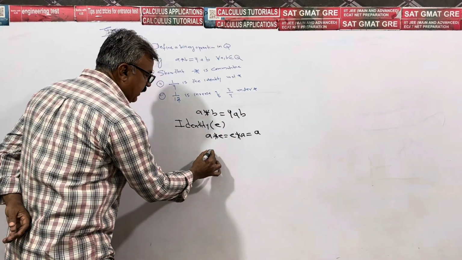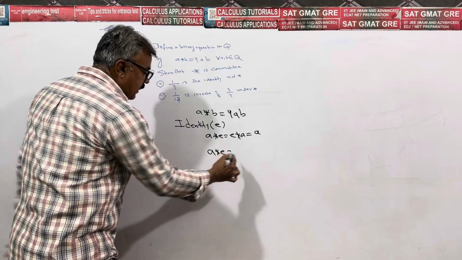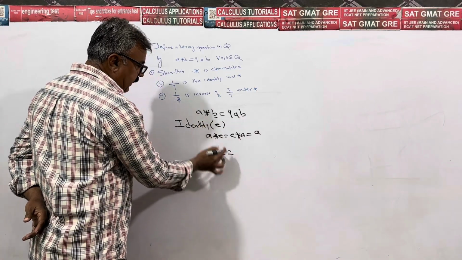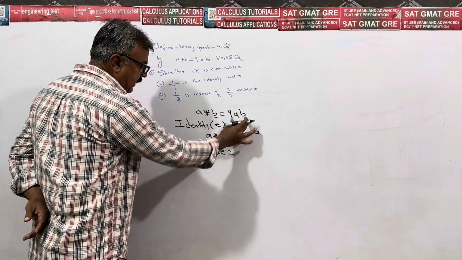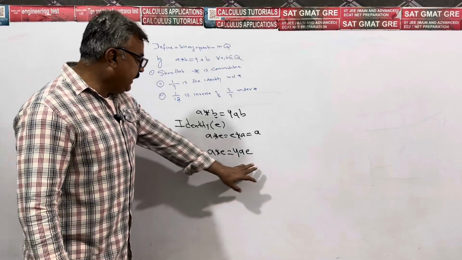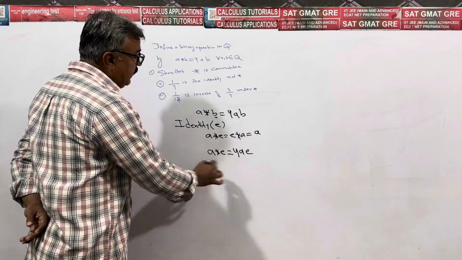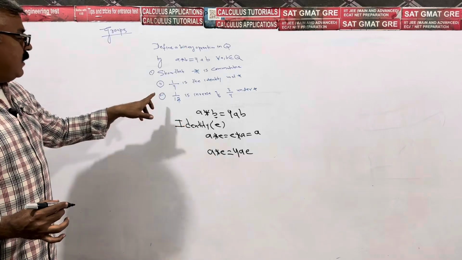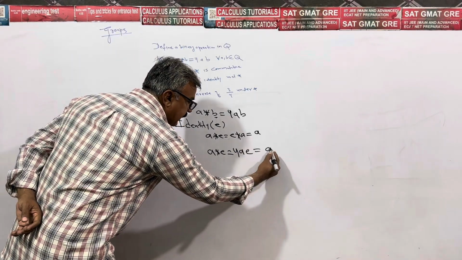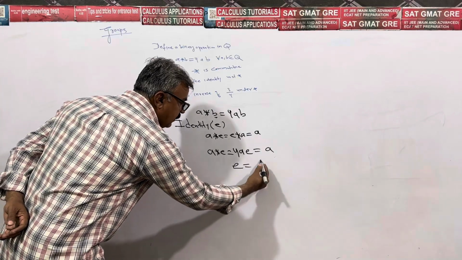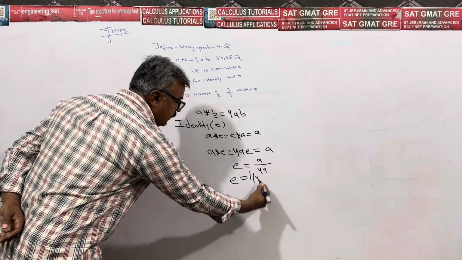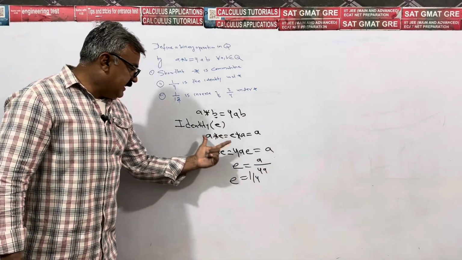So here we have A star E. According to this definition, instead of B, I have to write E. It will become 4 times AE. How to find E? We have to prove that 1 upon 4 is the identity. So 4AE is equal to A. Solve for E. It's equal to A over 4A. Cancelled out, our E is going to be 1 upon 4. That's the definition of identity.